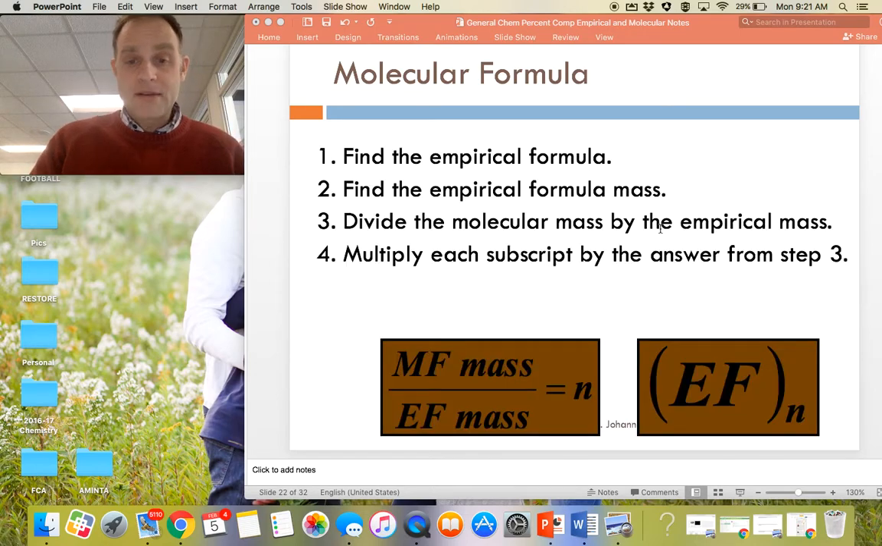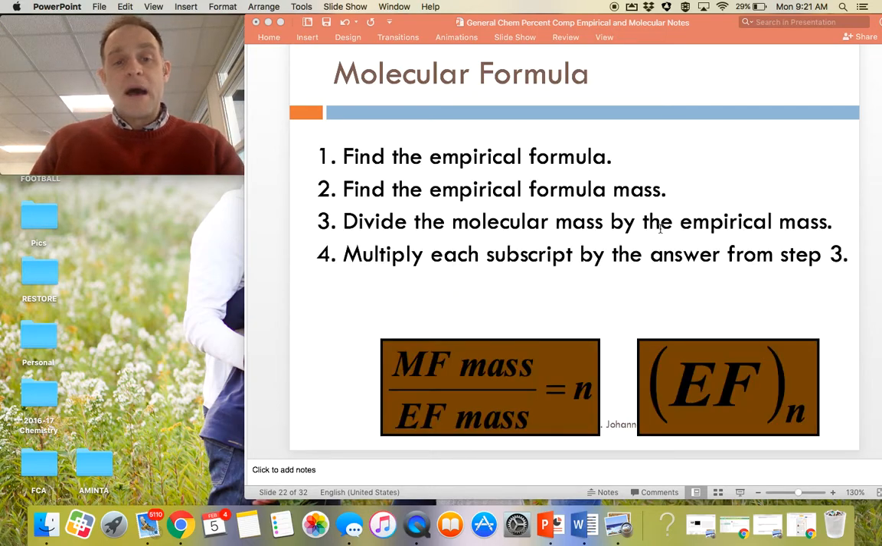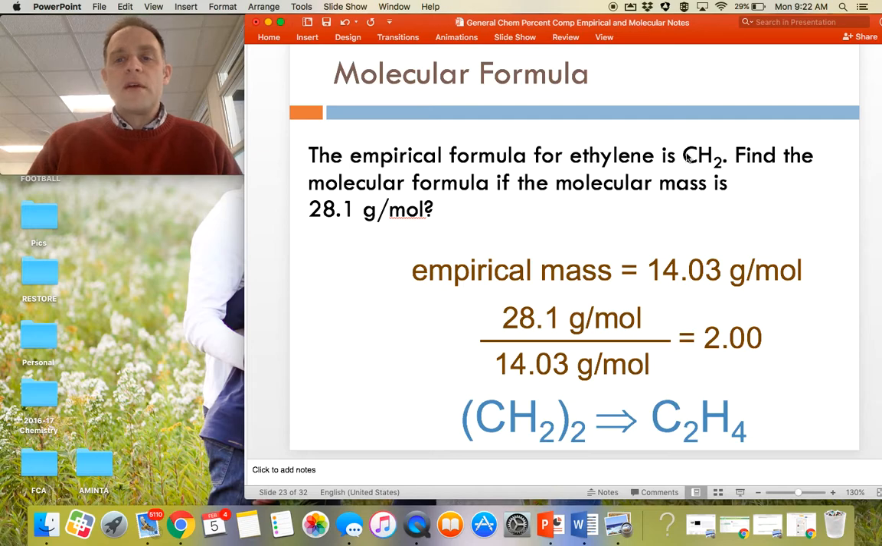So look at the brown boxes again. I just gave you the bottom EF mass. Sorry, excuse me, MF mass on top. Okay, I gave you the molecular mass, 28.1 grams. Again, going back to the box, that's what's on top, the MF mass. So what I got to do is I got to figure out the empirical mass. Well, how would I do that? Well, it starts with finding the empirical formula, which in this case is CH2.